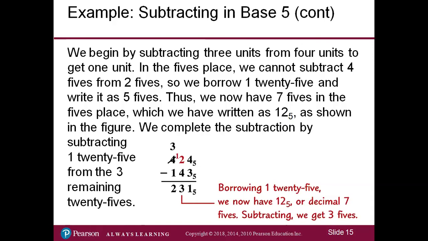We complete the subtraction by subtracting one group of 25 from the 3 remaining groups of 25. So when we borrow, in red here, borrowing 25, we now have 12 base 5 or decimal 7 fives. Subtracting, we get 3 fives.